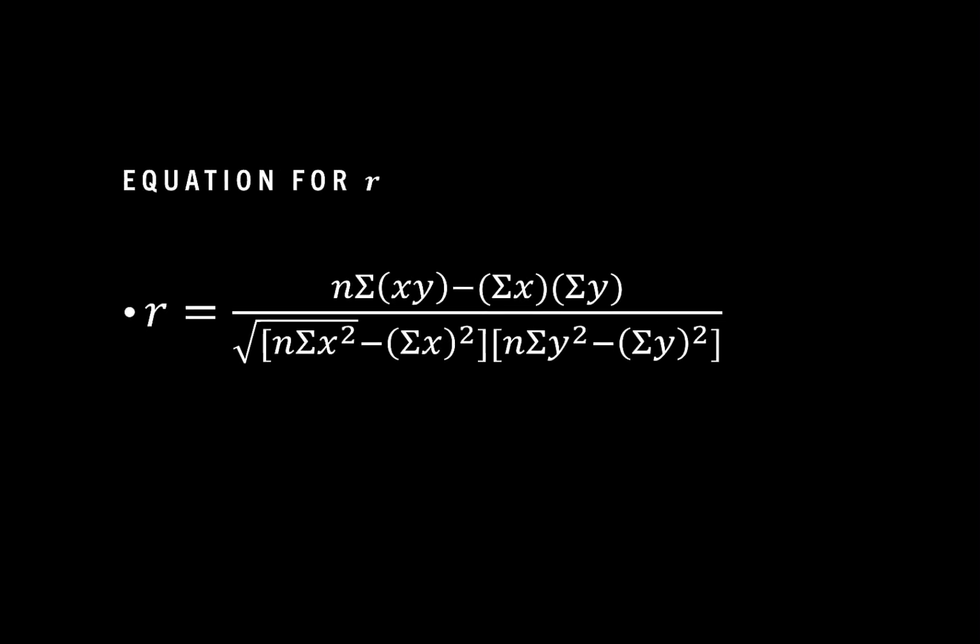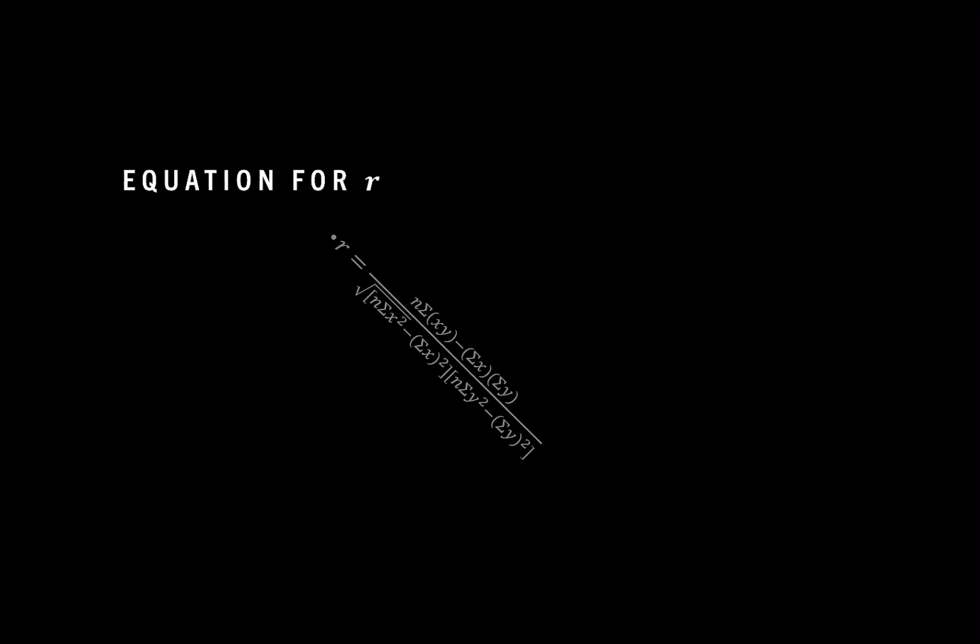As you can see, the equation for R is quite large and complicated. It would take a long time to use this equation and we could easily make mistakes. So like we've done in the past, we can get rid of the formula and use technology to find R and R squared. Let's start by going to Desmos.